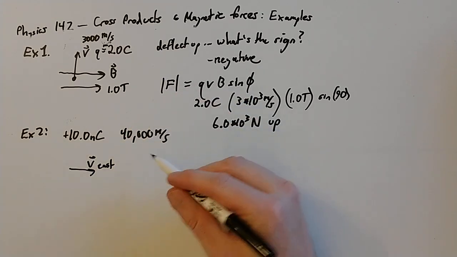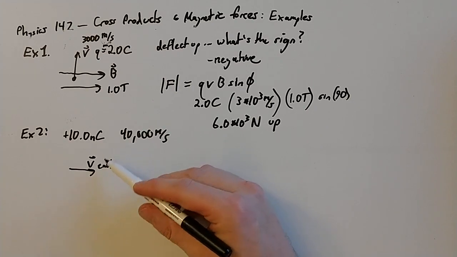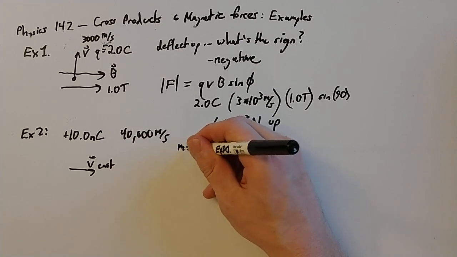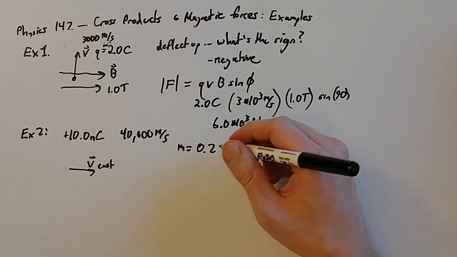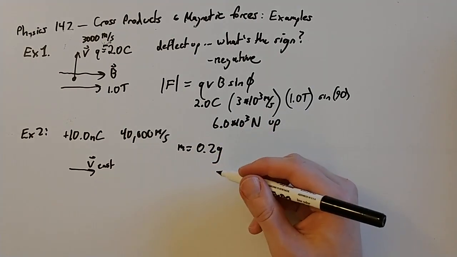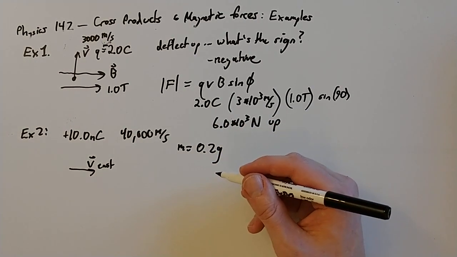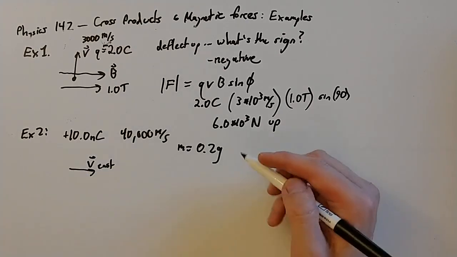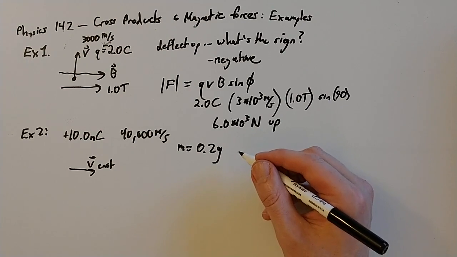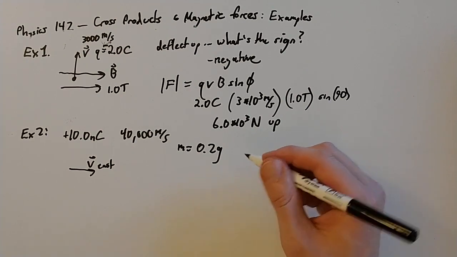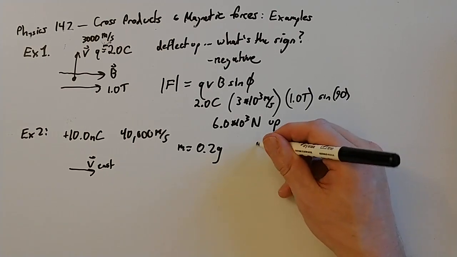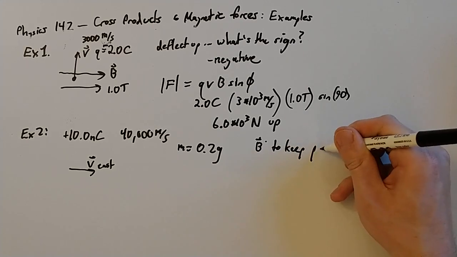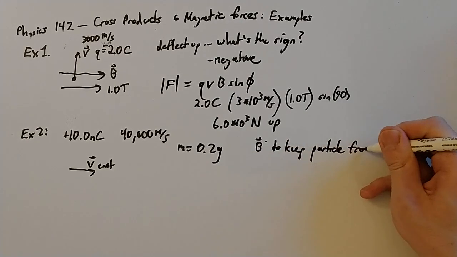Now, this particle presumably is going to have some mass, so let's give it a mass. The mass of the particle is 0.2 grams. The question that I'd like to ask is, what's the strength and direction of the magnetic field that would keep the particle just moving without falling down? What is the strength of the magnetic field? So how much B do you need to keep the particle from falling?